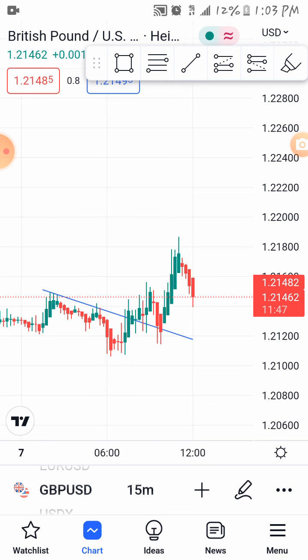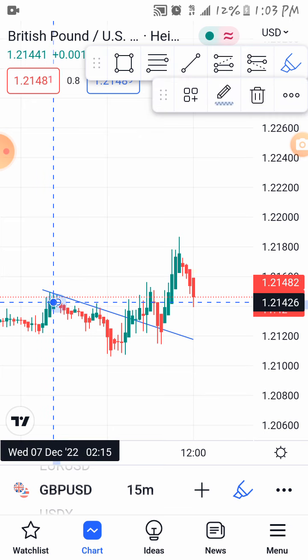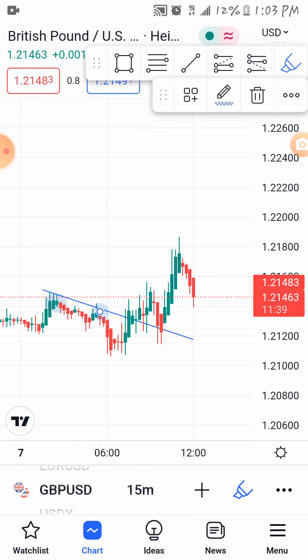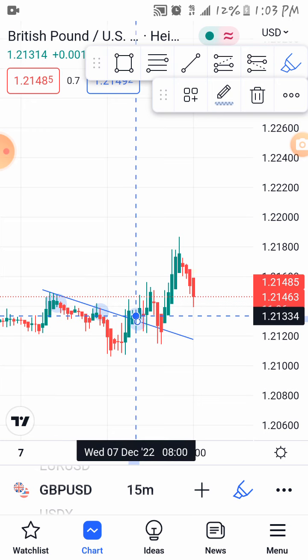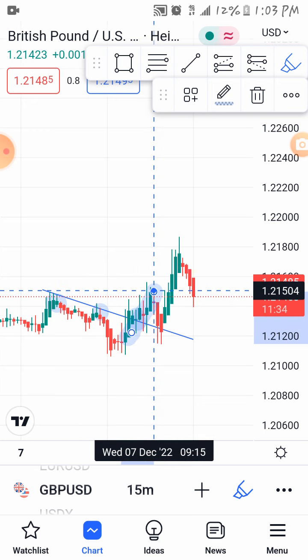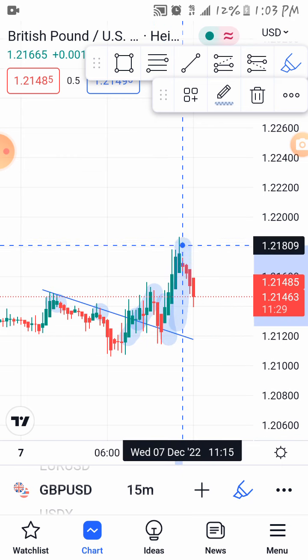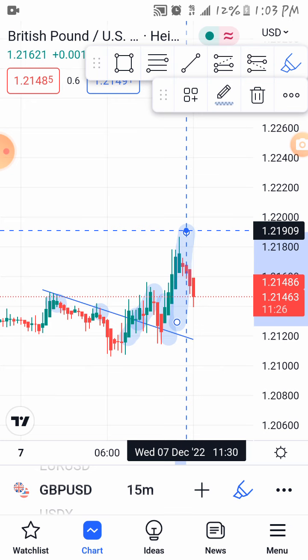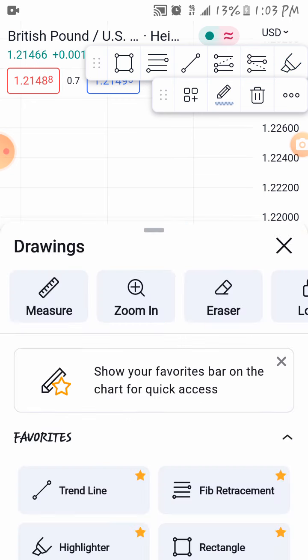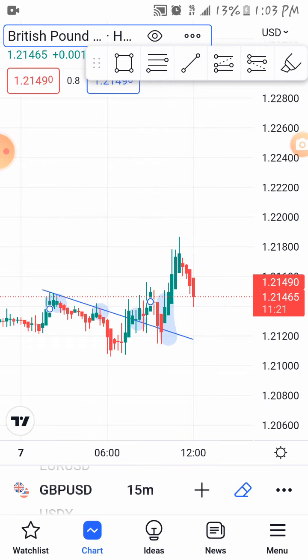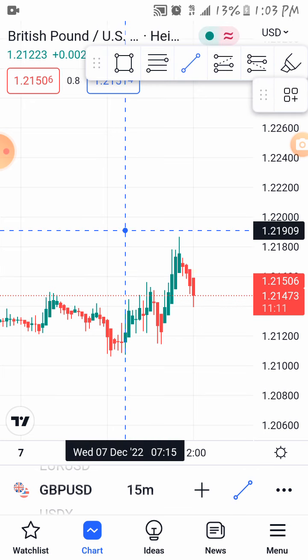As you can see here, we had our first touch here, our second touch here, and then we got a breakout of the trend line. We got a retest of the trend line, and then we got a push to the upside. Let me just clean this up. Now can you see how easy it is to make money from the market? You're just going to activate your trend line here.